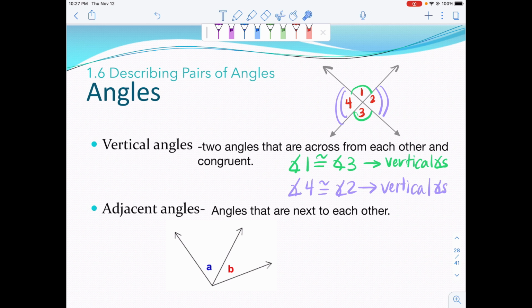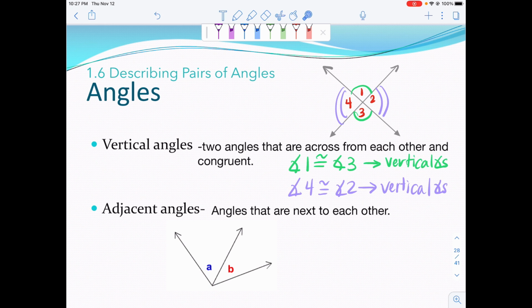All right, the next term that we're going to talk about is adjacent angles. If you know that definition or you recognize that word, adjacent just simply means next to each other. So when we talk about adjacent angles, we're talking about angles that are next to each other. So in this diagram here, we're talking about angle A and angle B. These are adjacent angles, and the reason why is because they share a ray with each other. So again, angle A is adjacent to angle B.